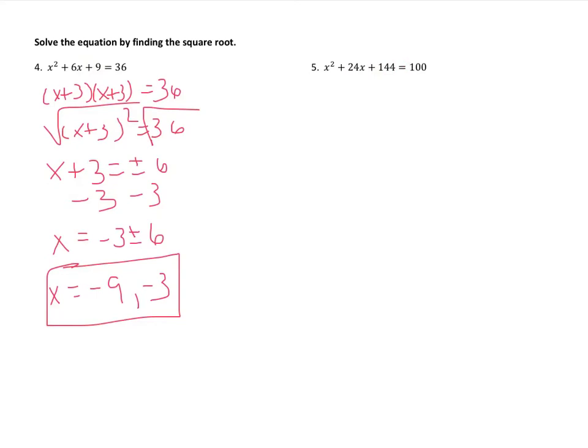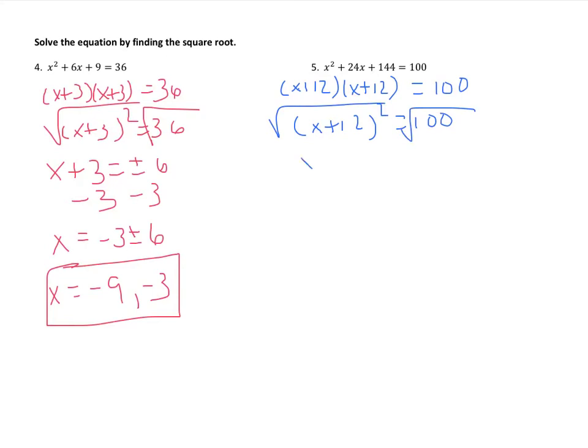So guess what? This goes to x plus 12 times x plus 12 equals 100. And that is x plus 12 squared equals 100. Square root. x plus 12 equals positive or negative 10. Subtract 12, subtract 12.